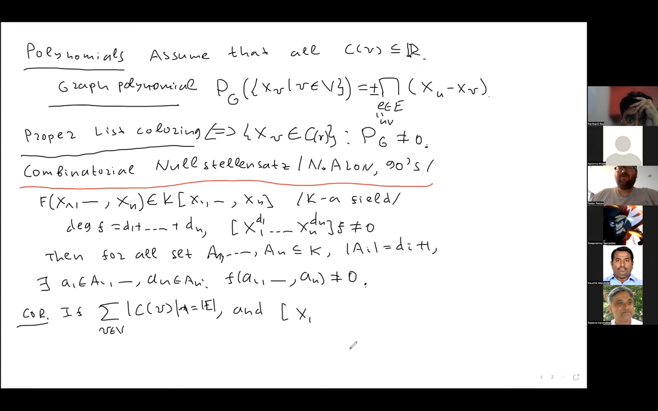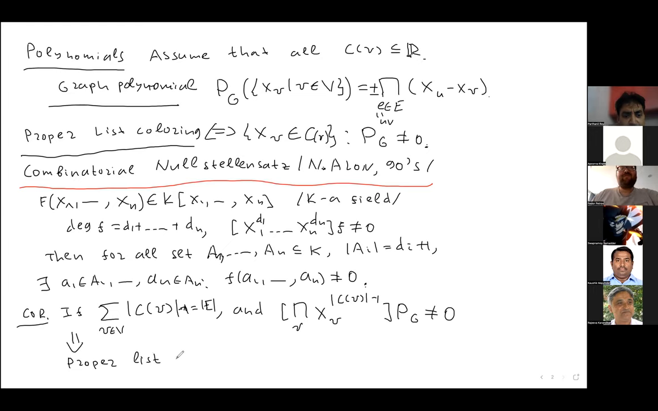And the coefficient of the corresponding monomial, let me write it this way, product over v of x_v to the size of C of v minus one, in the graph polynomial P_G is non-zero, then the square notation exists. So what is the square notation?